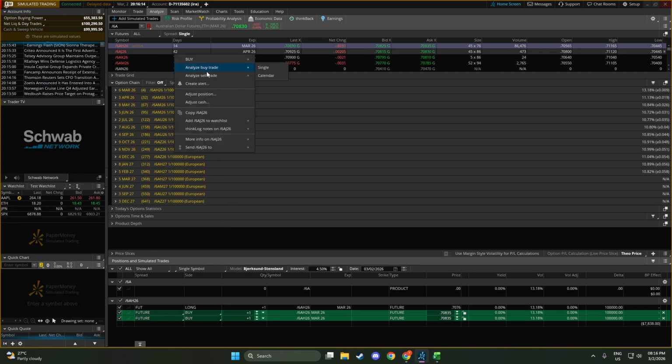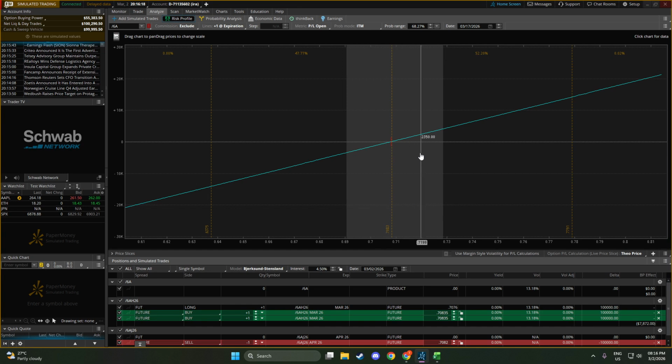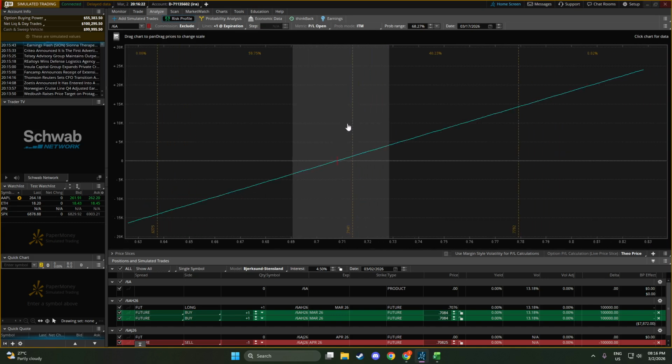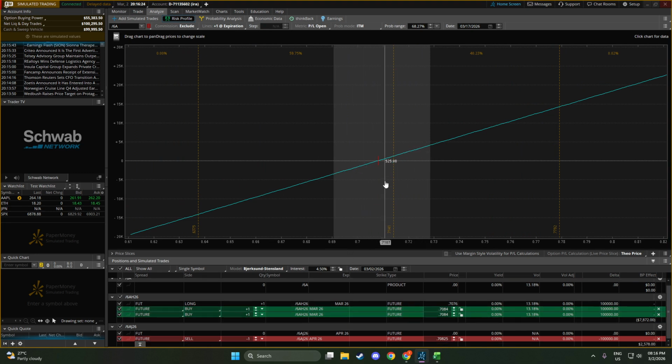As soon as you add that simulated position, you'll see the chart update in real time. The graph displays P/L curves, showing potential profit or loss across different underlying prices. The horizontal axis is price, and the vertical axis is profit and loss in dollars. The curved line represents how the simulated position could behave at a given point in time. You'll often see a marker for the current price, so you can immediately gauge where your risk and potential reward begin relative to today's level.